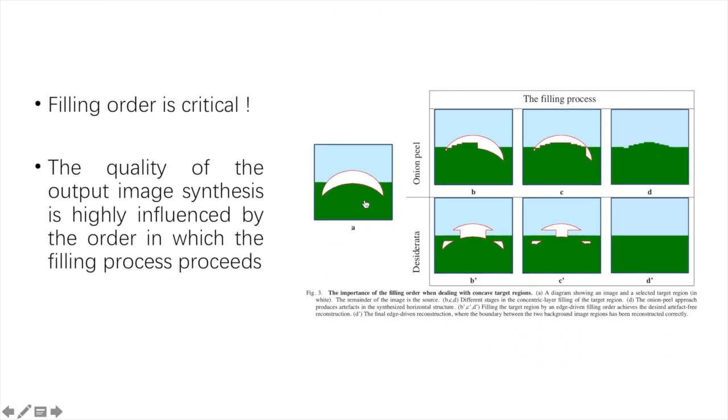You may wonder why we need to compute the patch priority. That is because the filling order is critical. Here we see this is the input image, and these 2 pictures are inpainted using different orders. As we can see, the second order has better performance than the first order.